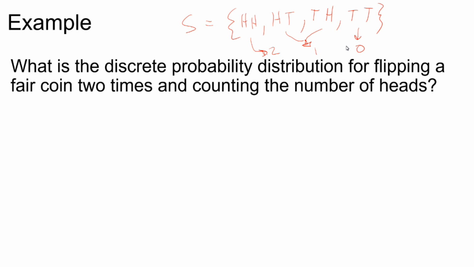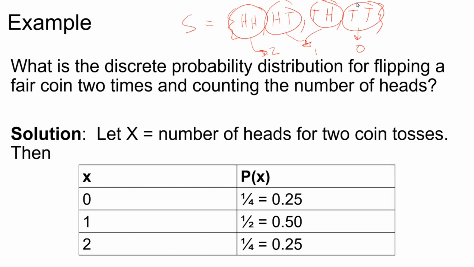How many ways can we get 0 heads? The answer is 1, 1 out of 4. How many ways can we get 1 head? The answer is 2 ways. 2 ways we can get exactly 1, and there's 1 way we can get exactly 2. So the probability of getting 2 heads is 1 out of 4. The probability of getting 1 head is 1/2. The probability of getting no heads is 1 out of 4. So that's our probability distribution. We can get 0 or 1 or 2, and each of those has corresponding probabilities. Let's up the stakes a little bit.